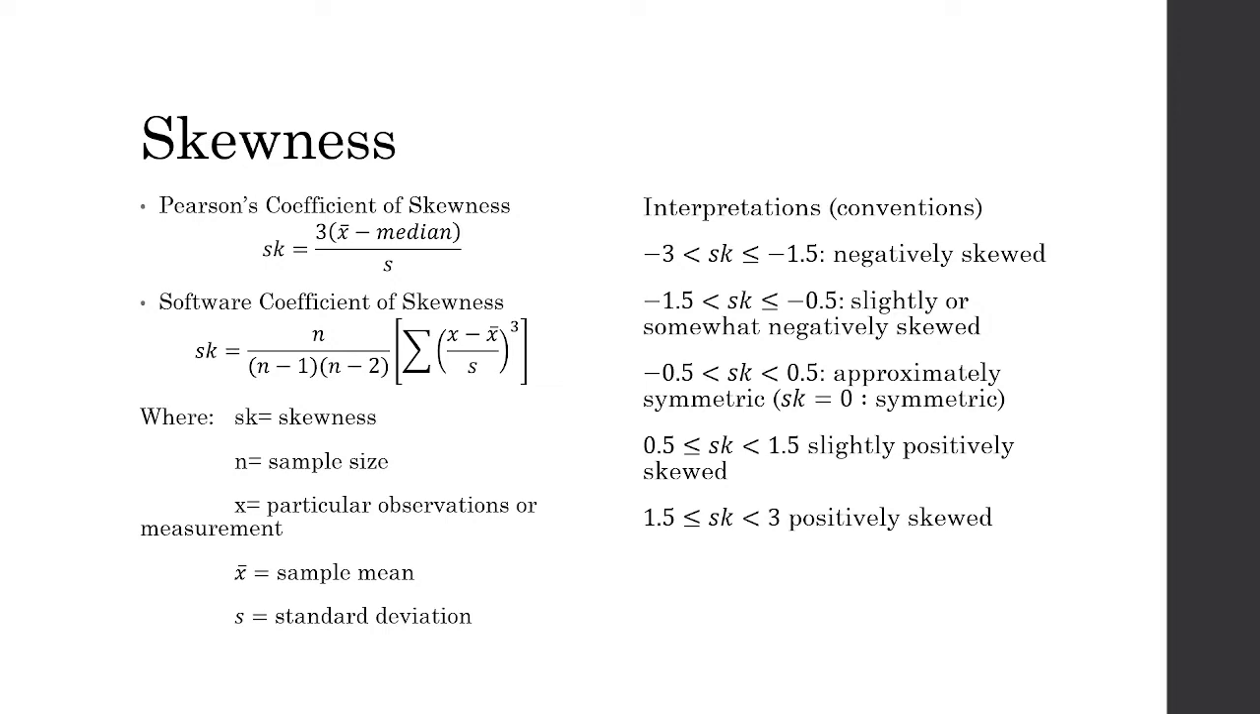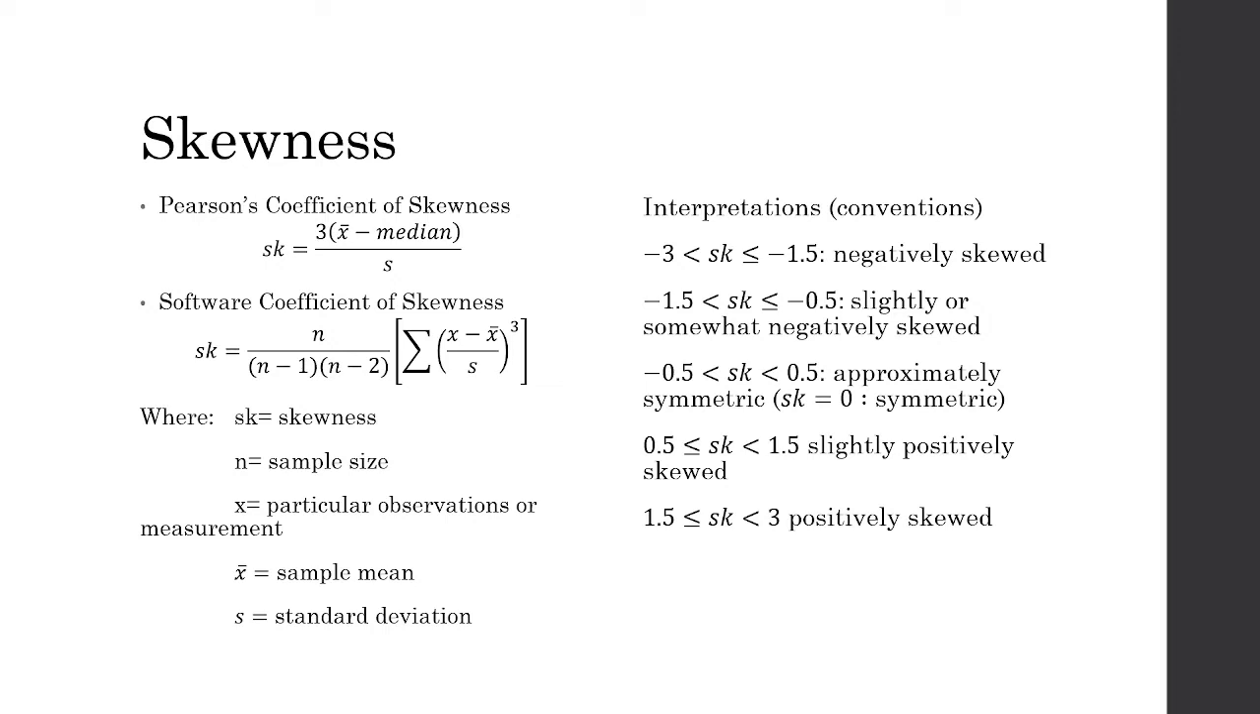If we have -1.5 to -0.5, that will be slightly skewed or somewhat negatively skewed. And if we have 0.5 to 0.5, that is approximately symmetric. And if we have a skewness that is equal to zero, yun ang sasabihin natin talagang symmetric. And if we have skewness that is equal to 0.5 up to 1.5, that is our negatively skewed. And if we have skewness that is greater than or equal to 1.5 to 3, we have there a positively skewed distribution.